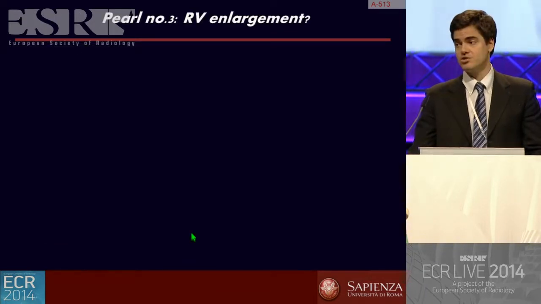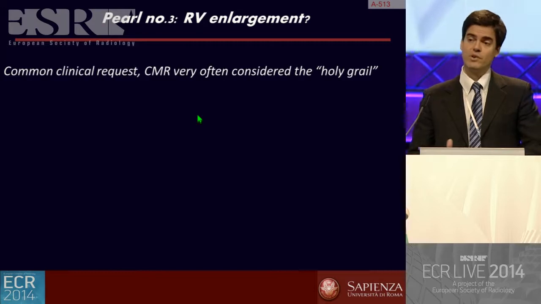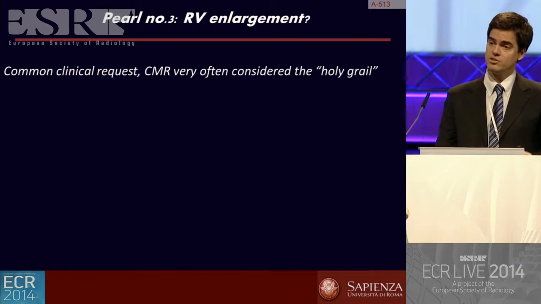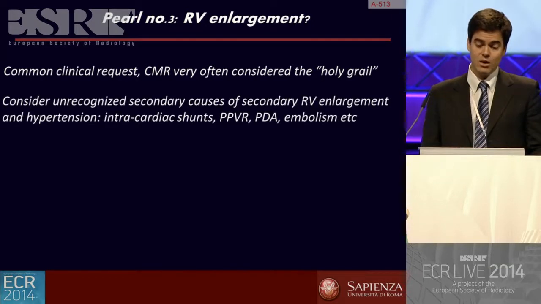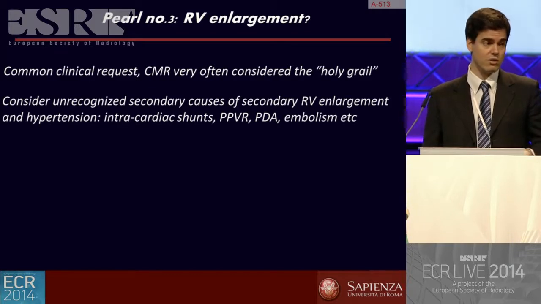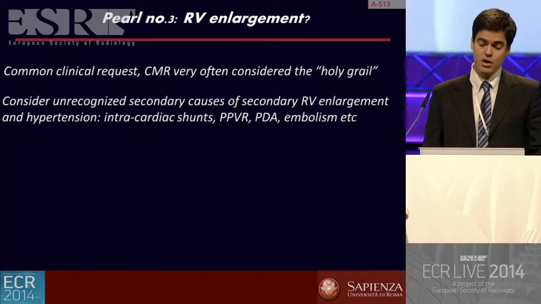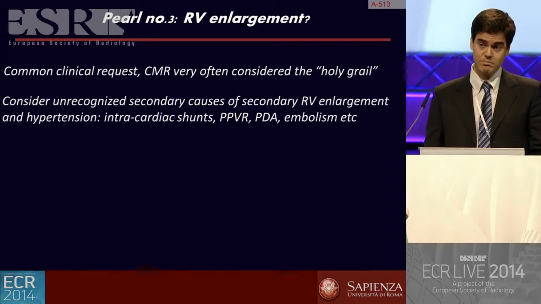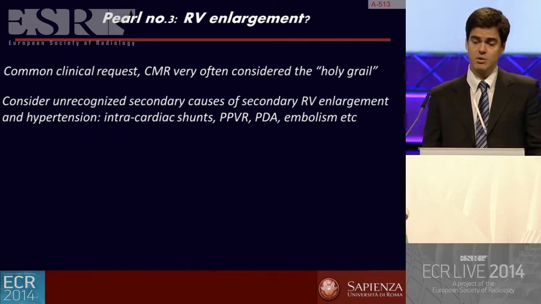So, just talking about right ventricular enlargement, again, it's a common clinical request. Whenever the right ventricle is enlarged, cardiologists address the exam to our attention because MR should provide the diagnosis. It's the holy grail. Consider, of course, sport activity and all the common causes of right ventricular enlargement, but there are also more rare and unrecognized secondary causes, which include intracardiac shunts, which should be depicted better with echocardiography than MR, anomalous venous return, PDA, embolism, and so on.